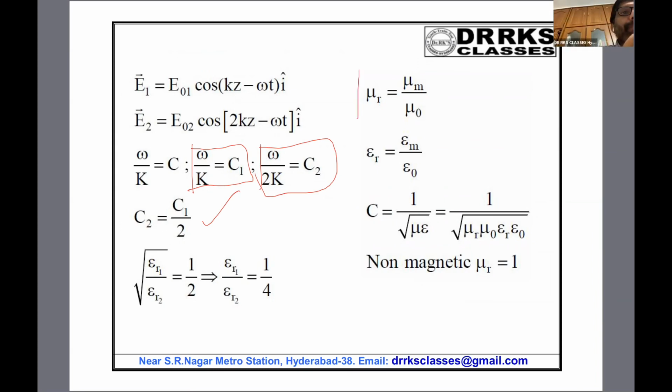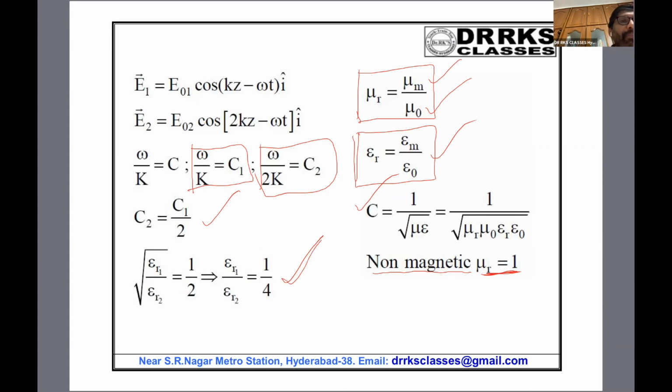Relative permeability is defined as the permeability of the medium by the permeability of free space, and relative permittivity is defined as the permittivity of the medium by the permittivity of free space. So we know this c value. Non-magnetic means mu r is 1. Now substitute the c value, and you will get epsilon r1 by epsilon r2 is 1 by 4. In this equation, you can substitute.